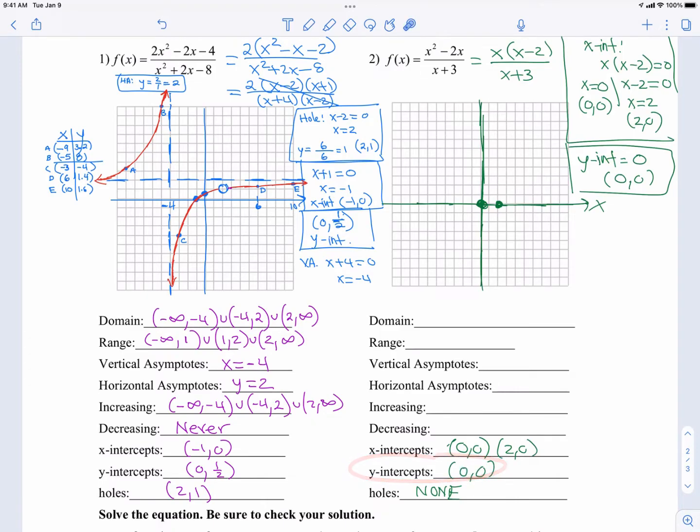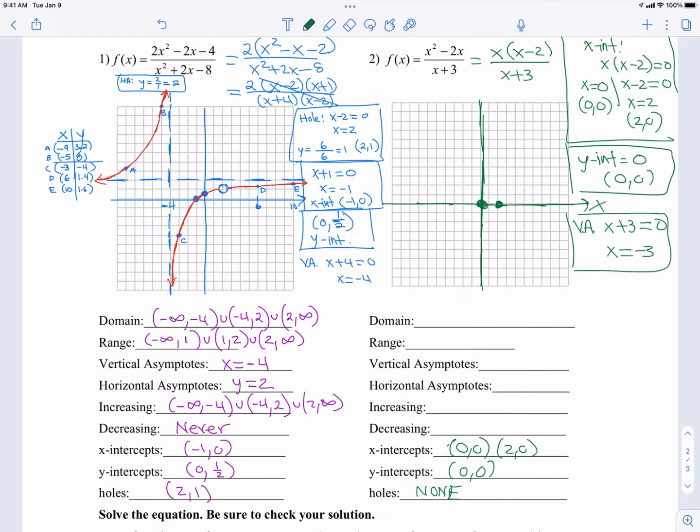Okay. All right. Now the next thing is let's find the vertical asymptote. So to get the vertical asymptote, we set the denominator to equal 0. So if x plus 3 is 0, then x is going to be negative 3.